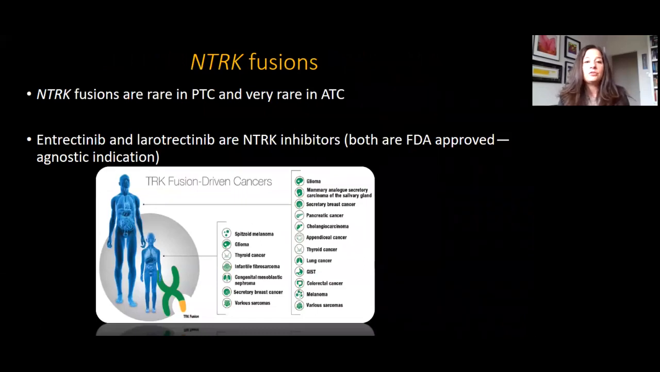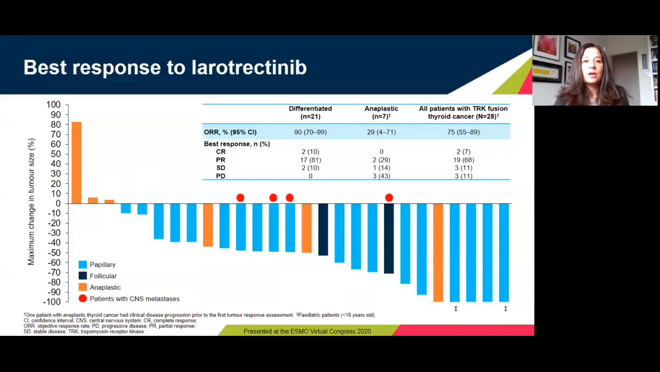NTRK fusions, if you have this fusion, there are 2 approved drugs, larotrectinib and entrectinib. They're both FDA approved for any kind of cancers that have an NTRK fusion. Larotrectinib has data in thyroid cancer, specifically in anaplastic thyroid cancer. And this was just presented at a meeting this year. And you see that the response rate is 29%. So that's pretty good for anaplastic, but it's nothing like the patients that had differentiated thyroid cancer.